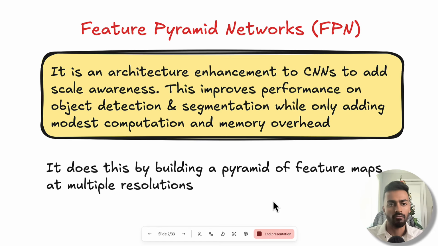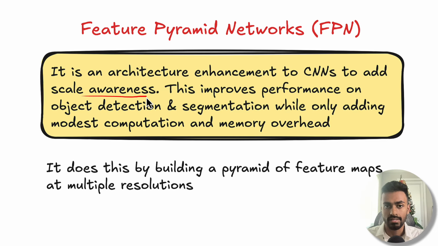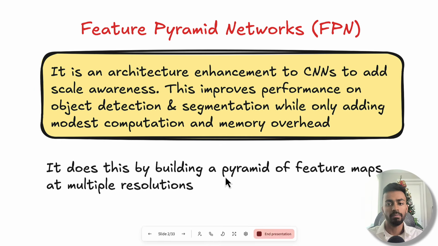Feature pyramid networks are an architecture enhancement to convolution networks to add scale awareness. This improves the performance on many computer vision tasks like object detection, segmentation, and others, while only adding modest computation and memory overhead. It does this by building a pyramid of feature maps at multiple resolutions, and hence the name. So that's feature pyramid networks.